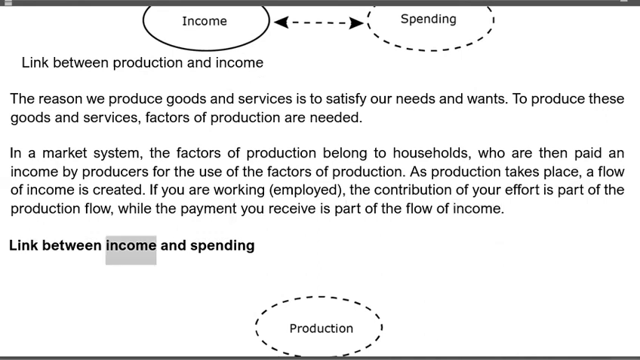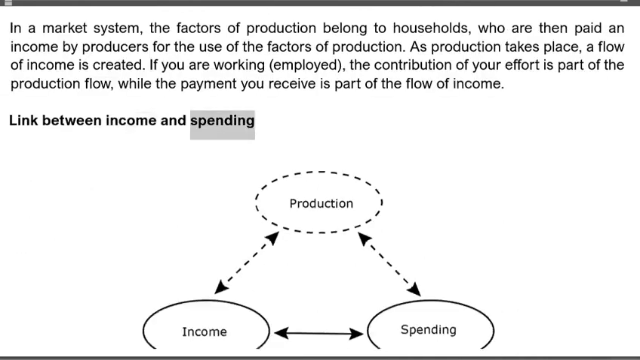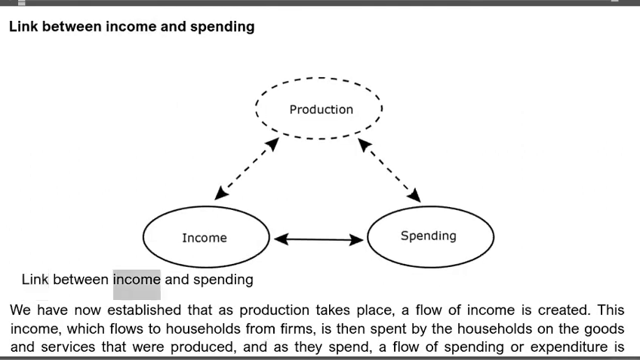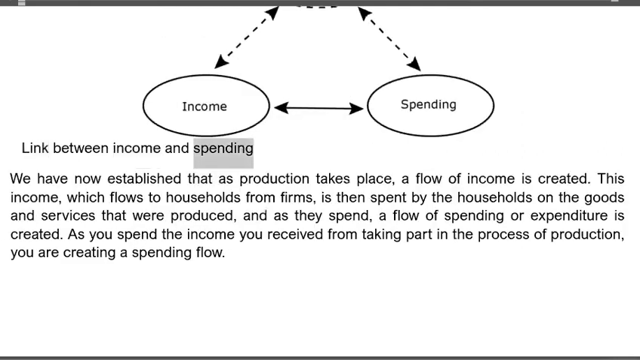Link between income and spending. We have now established that as production takes place, a flow of income is created. This income, which flows to households from firms, is then spent by the households on the goods and services that were produced, and as they spend, a flow of spending or expenditure is created. As you spend the income you received from taking part in the process of production, you are creating a spending flow.